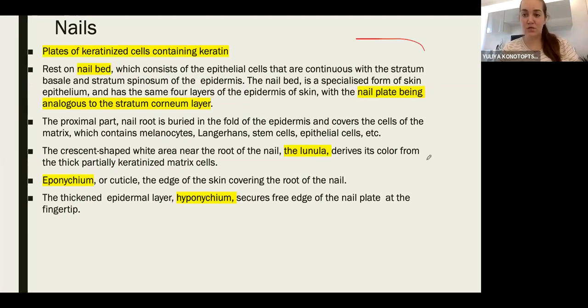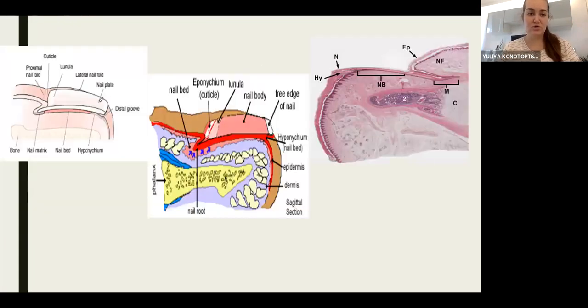Nails, I will discuss this on the slide. So here is your nail. This is your nail plate. Nail plate is stratum corneum. So the nail itself is the stratum corneum, but the keratinocytes here have hard keratin. Okay, so they have hard keratin. They don't have soft keratin here.